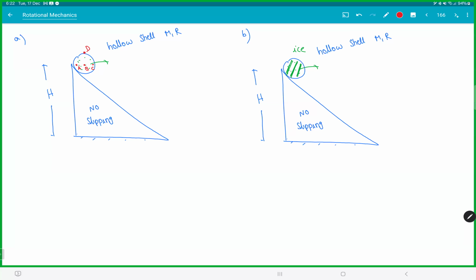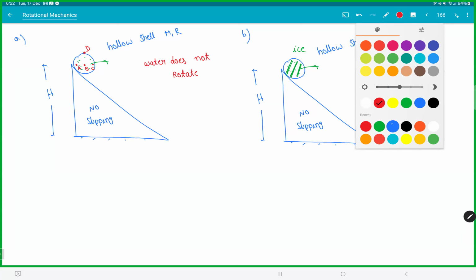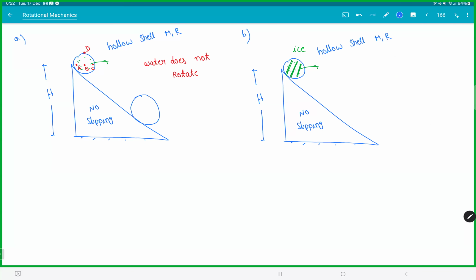Getting it? So in this case, when it is non-viscous water, the water does not rotate. That means when this ball comes down, the liquid will remain exactly the same way, meaning these points A, B, C will be the same way. They're just translating, whereas the point D will be somewhere here. The point D has rotated. So the water does not have any rotation. So here, when you write the energy, loss in potential energy is gain in kinetic energy.